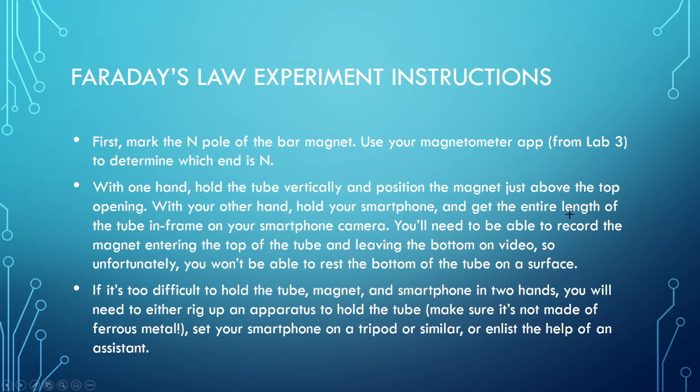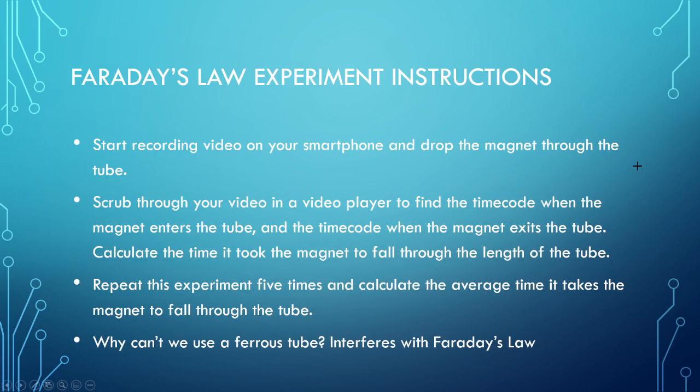Here are the instructions for the lab. Here they are continued. Here at the bottom it asks why we can't use a ferrous tube, and that's because it would interfere with the effects of Faraday's law, and it would make the results inaccurate.